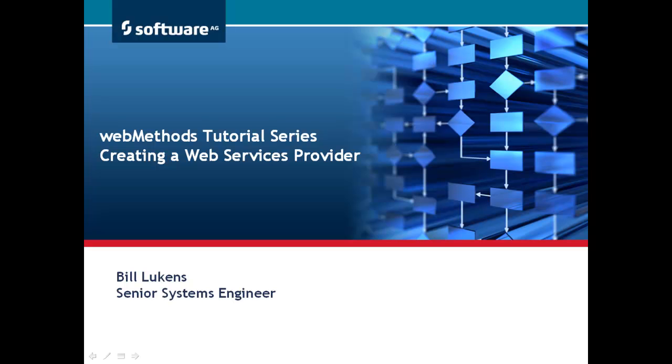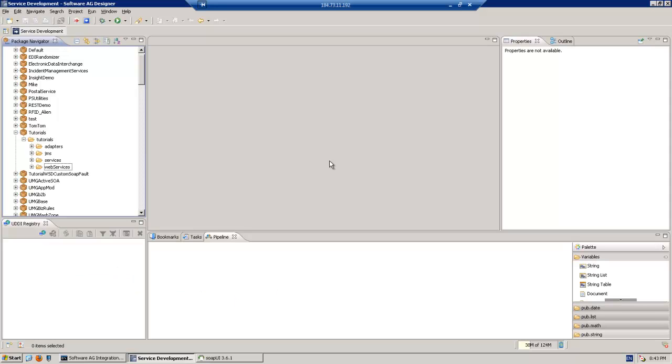This is the first in a series of recordings concerning web services. This tutorial is called Creating a Web Services Provider. In this tutorial, we will take an integration server flow service and expose it as a web service with its corresponding WSDL file. We will then take that WSDL file and use that to execute the flow service from outside of integration server using a web service client, SOAP-based client tool.